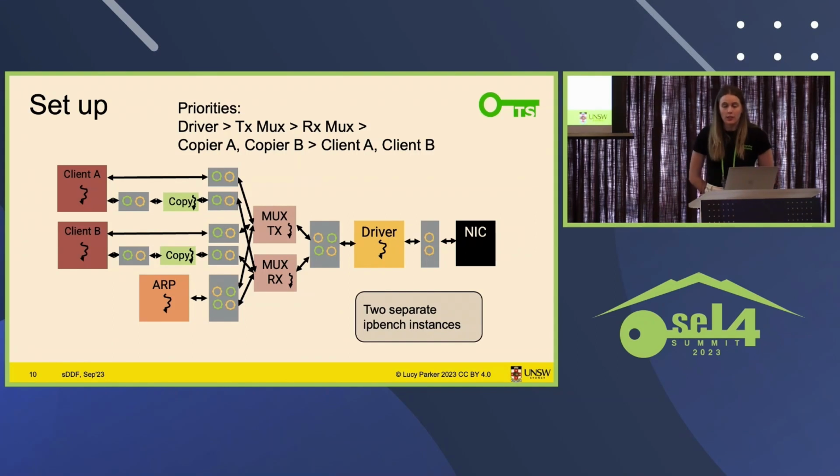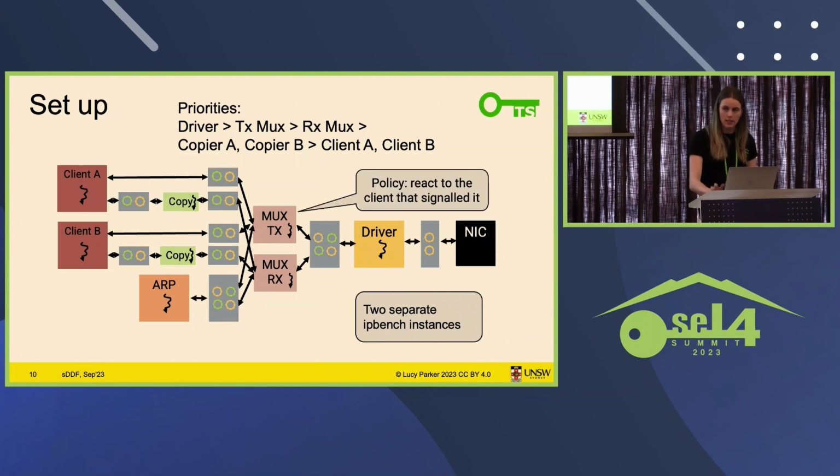And then to test it, I ran 2 separate IP bench instances on separate clusters of these x86 boxes, and they sent UDP packets to their respective clients at the same time. Now, as far as policy, because the clients are running at lower priority to the transmit multiplexer, it didn't make sense to implement a complex policy in the multiplexer when we know if client A makes a request to transmit, the multiplexer will run straight away. So there's no point looking in client B's queues because it probably hasn't had a chance to run yet.